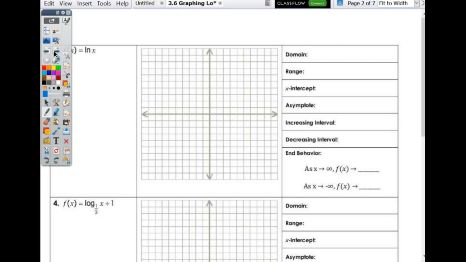Okay, so this one, what's the base on this one? E. So the inverse here, so if I put 0, I still get 1. And if I put 1, what does E equal? 2.7. Good.